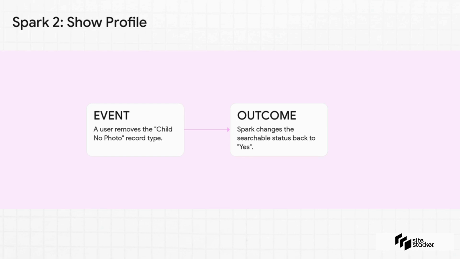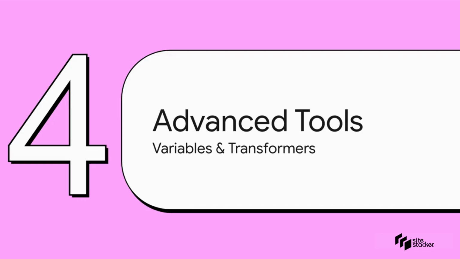And of course, it works perfectly in reverse. Once you finally upload a photo for that child, the event is just removing that Child No Photo tag. Spark sees that happen and triggers the opposite outcome, changing the searchable status back to yes. The profile is now live and visible. All automated. Okay, so now you get the basic formula, right? Event plus outcome. But Spark has a couple of extra tricks up its sleeve that let you build even smarter, more powerful automations. Let's take a quick look.